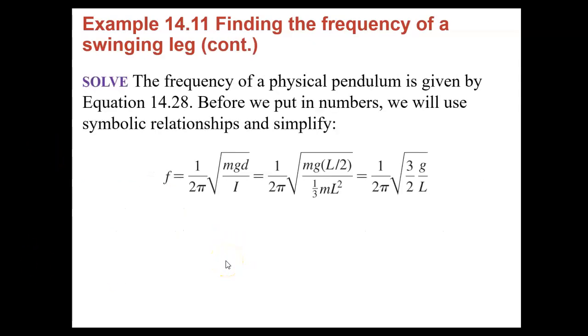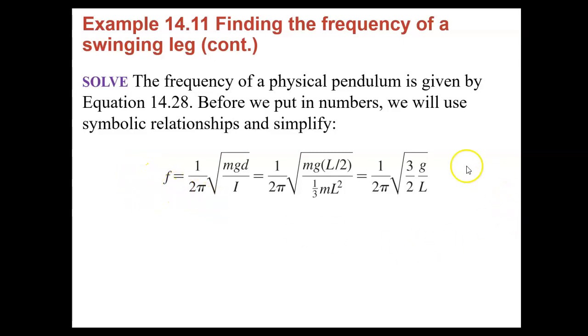So the frequency of a physical pendulum is given by the equation earlier. Before we put in numbers, we'll use the relationships to simplify it. We know our moment of inertia is 1/3 m L squared. We know the distance to where that pivot point is placed is L over 2, half of L. And if we start simplifying, we see that our L's go away. We see that the L on the top goes away. So in this case, our frequency is 1 over 2 pi times the square root of 3/2 G over L.